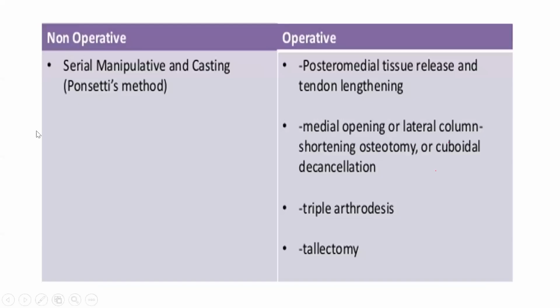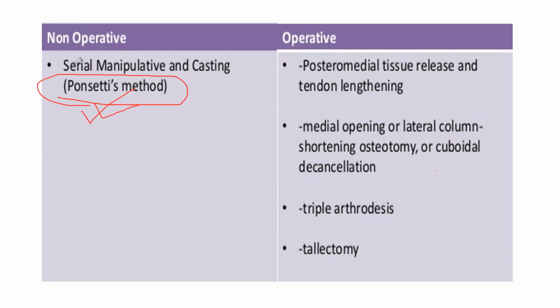So the non-operative would be serial manipulation. Whatever the deformity, you start stretching opposite to the deformity, and then you start casting. Casting is the putting of plaster of Paris. That method, which is universal, is known as the Ponseti method. This is the universal type of treatment.